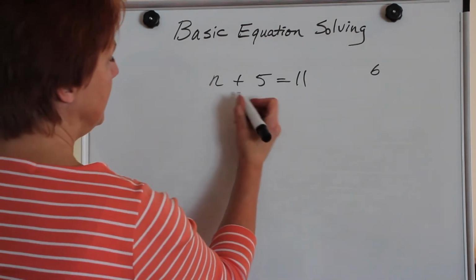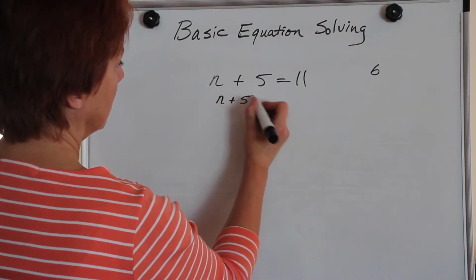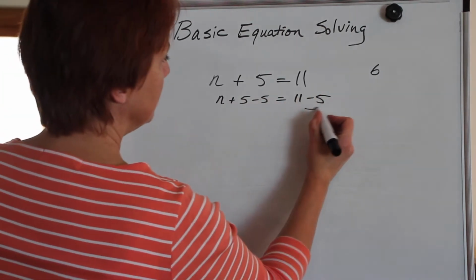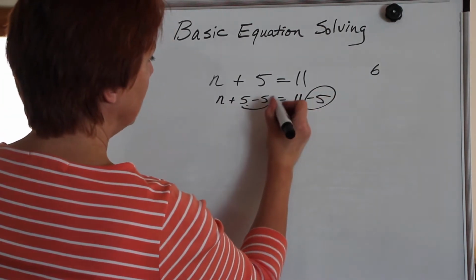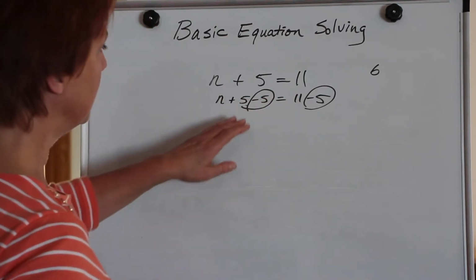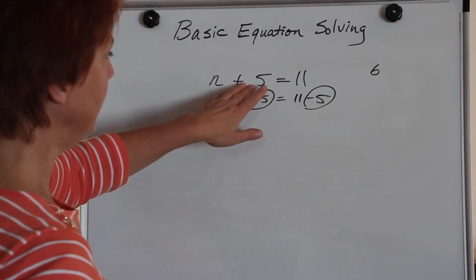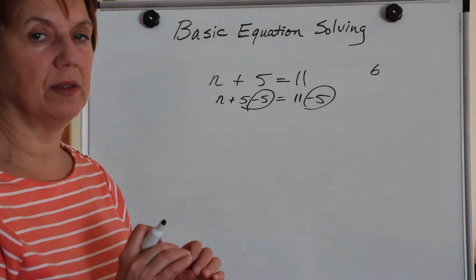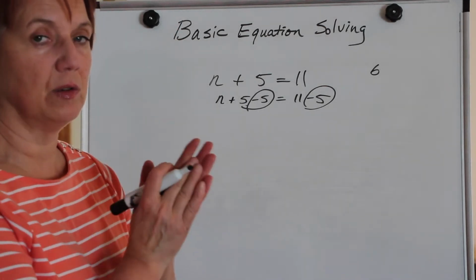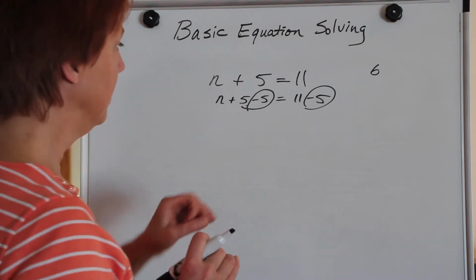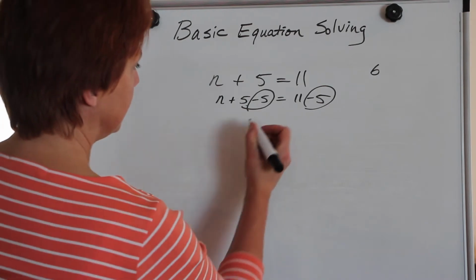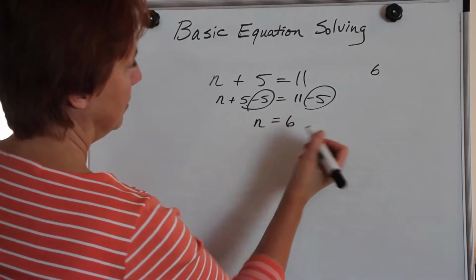So here's what they'll teach you. They'll teach you to do the same thing to both sides. And what we're attempting to do here is get rid of this 5 from this side because we need to isolate n. N has to be all by itself, one single n on its own side, one single positive n. If we subtract 5 from both sides, we'll get rid of it from this side, and the other side will have 6.